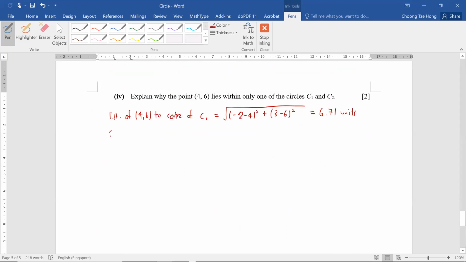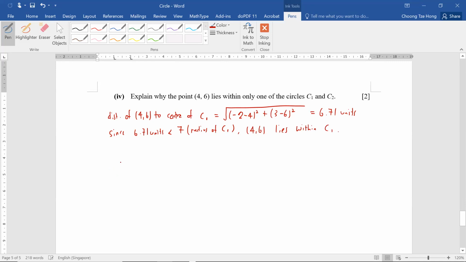So what you can write is, since 6.71 units is less than 7, which is the radius of C1, 4, 6 lies within C1.